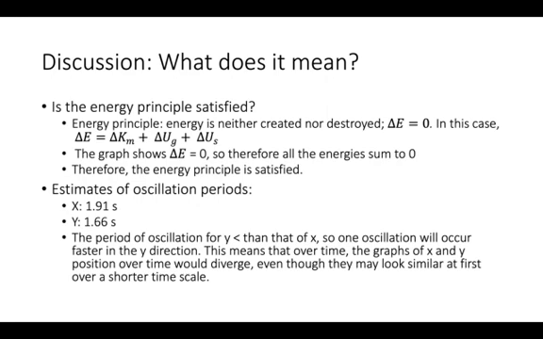For the estimates of oscillation periods, x was estimated to be 1.91 seconds, while y was estimated to be 1.66 seconds. The period of oscillation for y is less than that of x, so one oscillation will occur faster in the y direction. This means that over time, the graphs of x and y position over time would diverge, even though they may look similar at first over a shorter timescale.